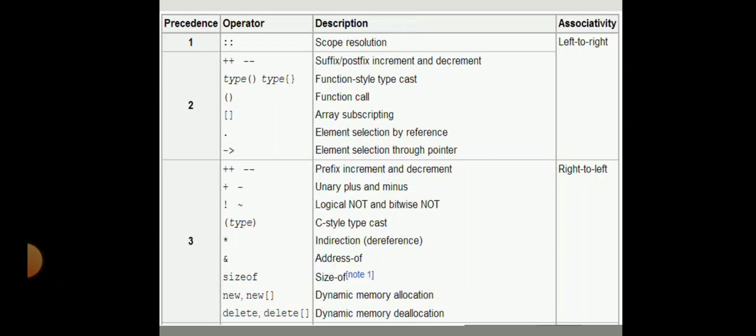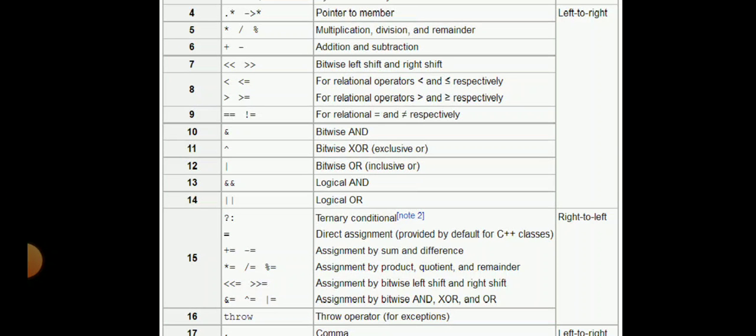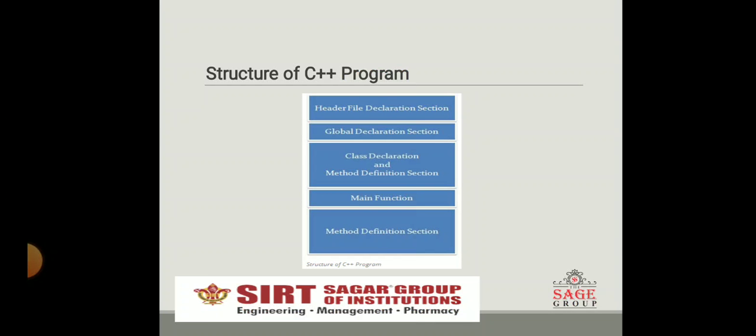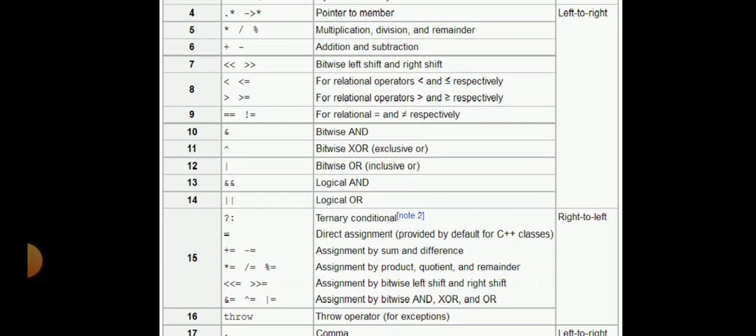So here we use scope resolution, unary plus, unary minus, increment and decrement operators, address of, sizeof, pointer, bitwise XOR or logical operations, ternary operators. So these are the different types of symbol that we use. So how can we identify which one will be executed first? Here we use the precedence and associativity rule.